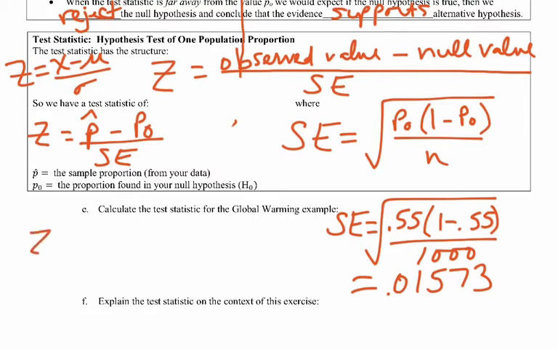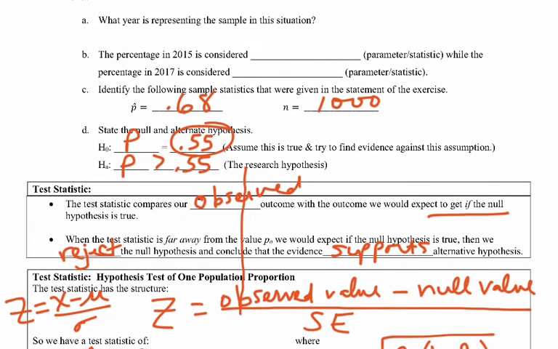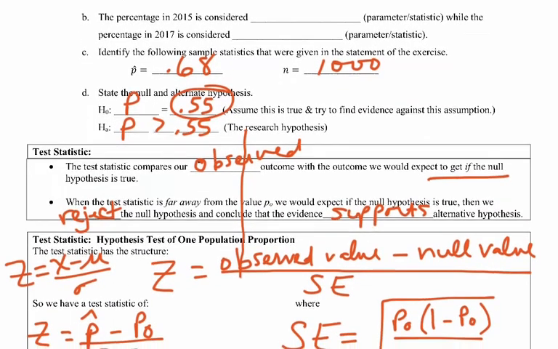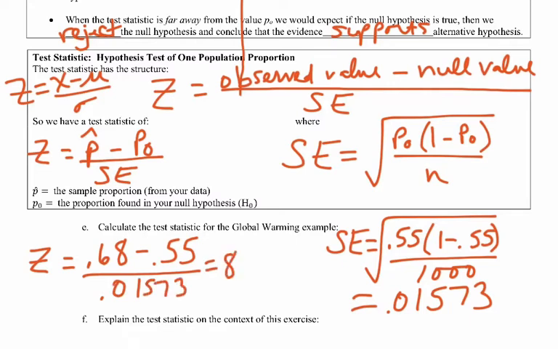Our z-score is going to be p hat minus p naught divided by the standard error. P hat is your sample proportion. P hat is what you obtain in your sample. In my sample, I took a survey in 2017 and I got a value of 68%. So p hat is 0.68 minus p naught, which was my null hypothesis proportion, 0.55, divided by the standard error that I just computed, 0.01573. And I'm getting a z-score of about 8.2.